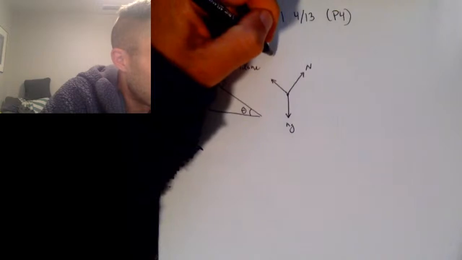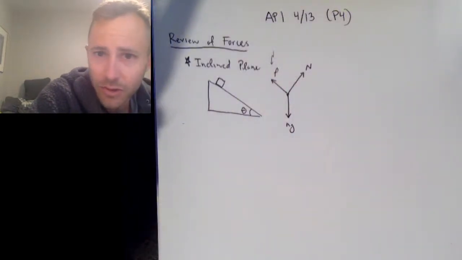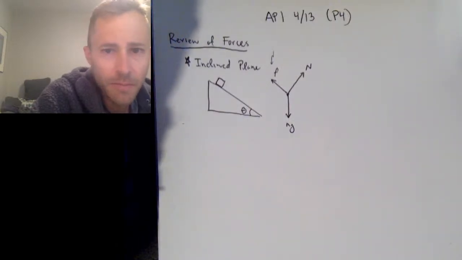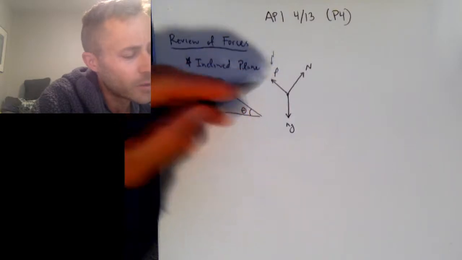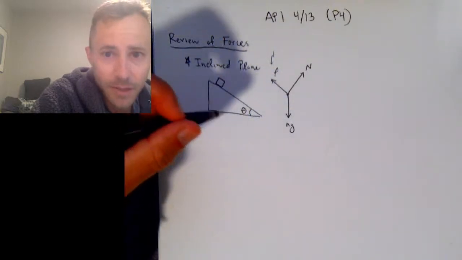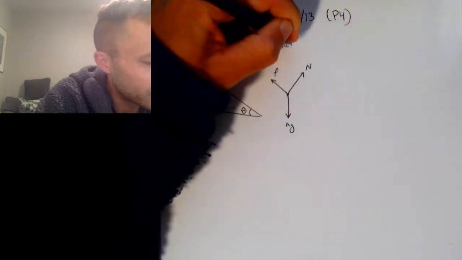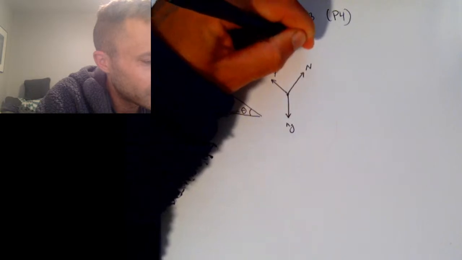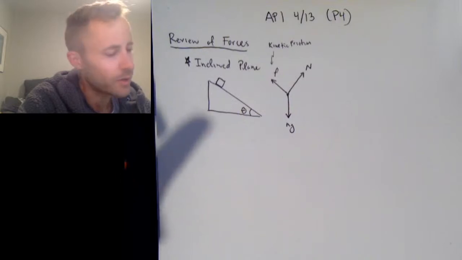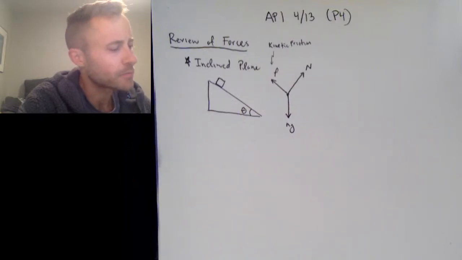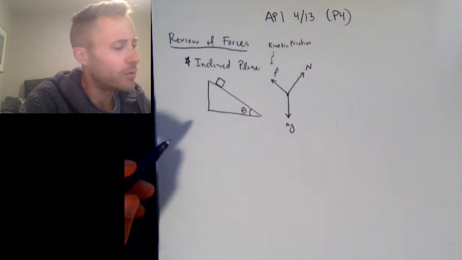So we had two types of friction. We had static friction and kinetic friction. And so we're going to assume it's actually sliding. And so this is going to be kinetic friction. All right, kinetic friction meaning that it's actually sliding.